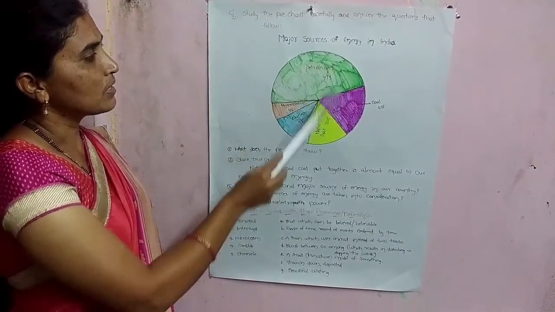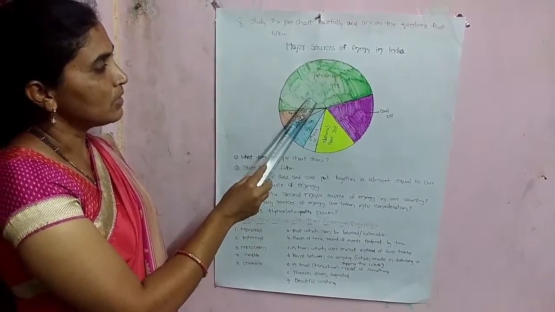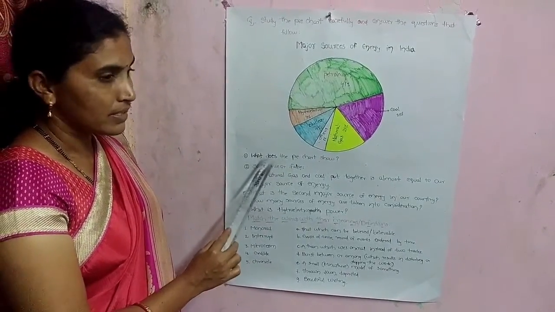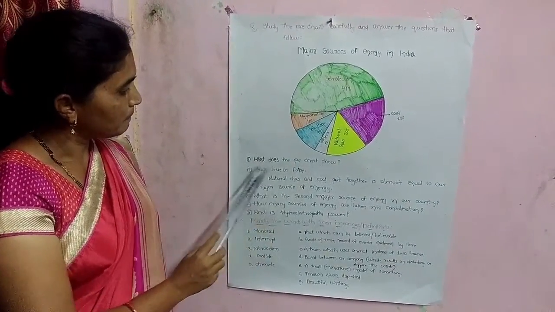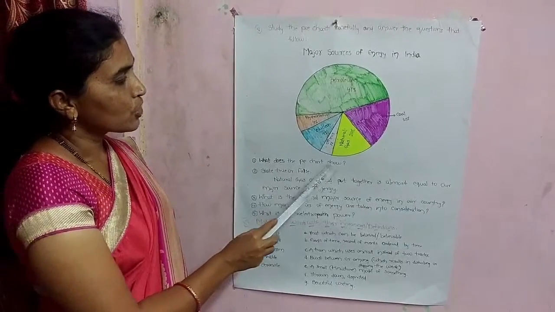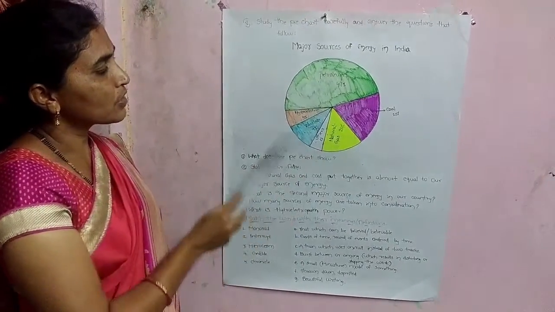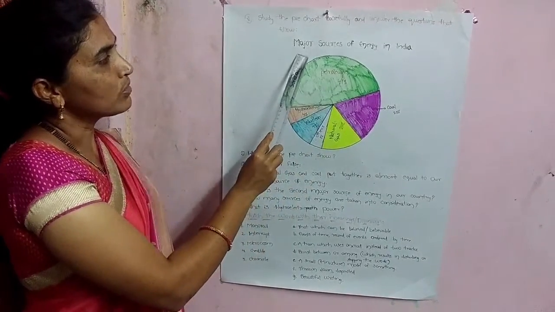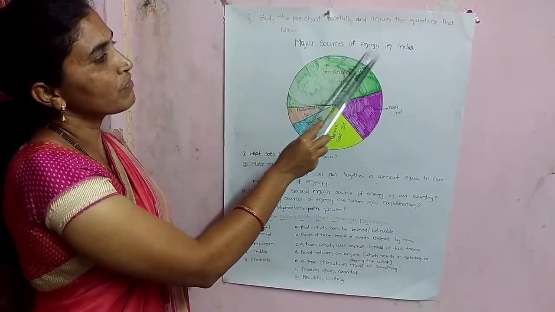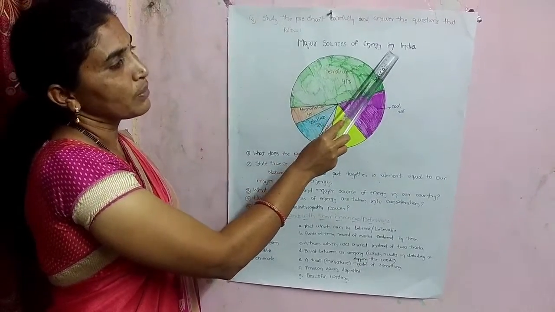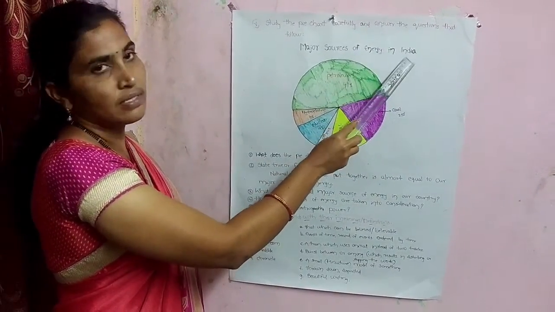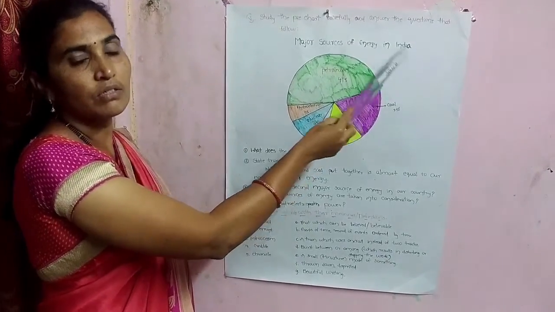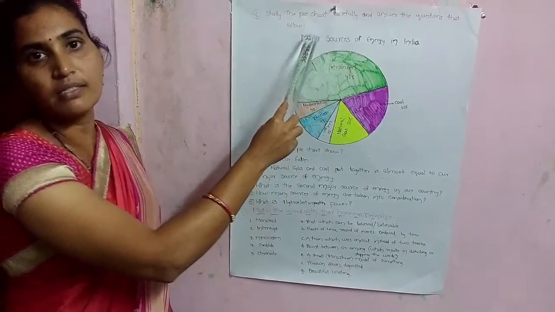So this is the pie chart information. So based on this, some questions are given. So now let us go one by one. What does the pie chart show? This is the answer. The pie chart shows the major sources of energy required in India, used in India, the major sources of energy consumed in India. So in this way you can write your own answer.